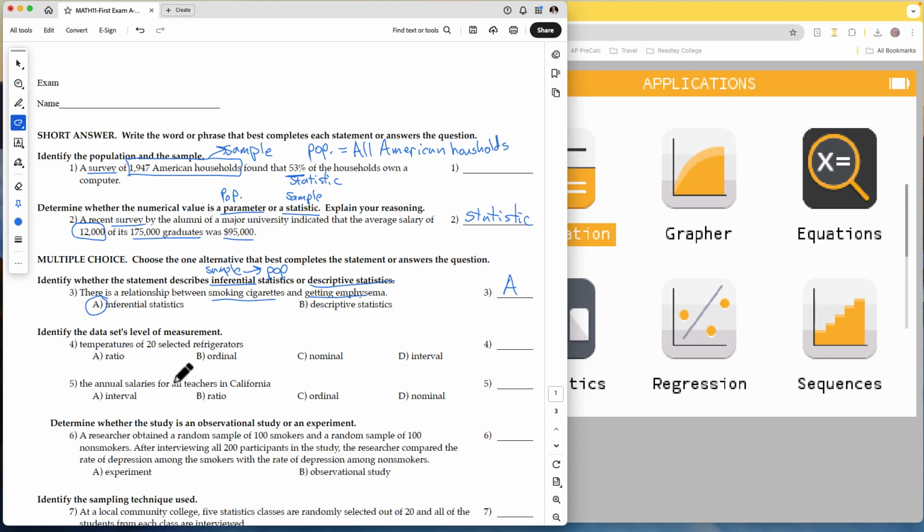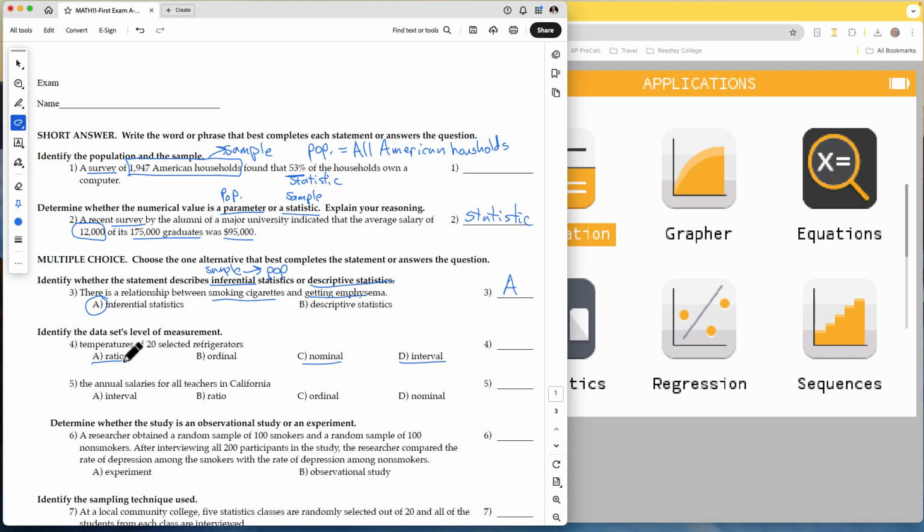Identify the dataset's level of measurement. Temperatures of 20 selected refrigerators. So first of all, since temperature is a numerical value, it's going to be either ratio level or interval level. Ordinal and nominal deal with names. Nominal is name. That's Latin for name, basically. Ordinal means names that can be put in order. That's the Latin ordinal for order. So it's interval or ratio.